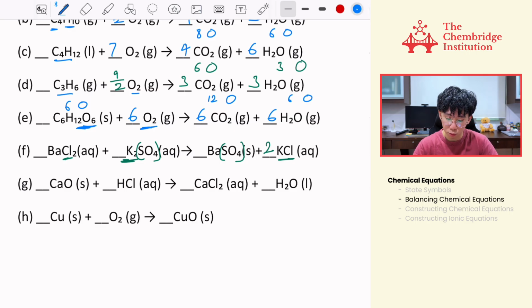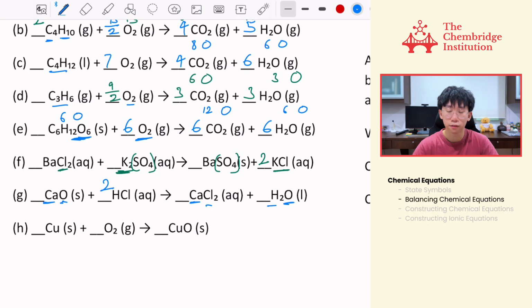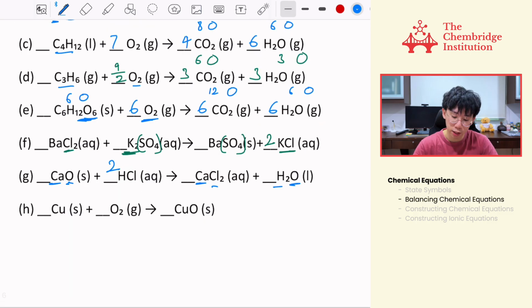So you want to most likely balance the calcium first, but this is balanced already, right? And then you want to balance the oxygen, but this is kind of balanced already. So what's left is just the H and the Cl. There's 2 Cls and 2 H on the right, so you just add a 2 over here. Very straightforward. Another example here is copper plus oxygen to give CuO, right?